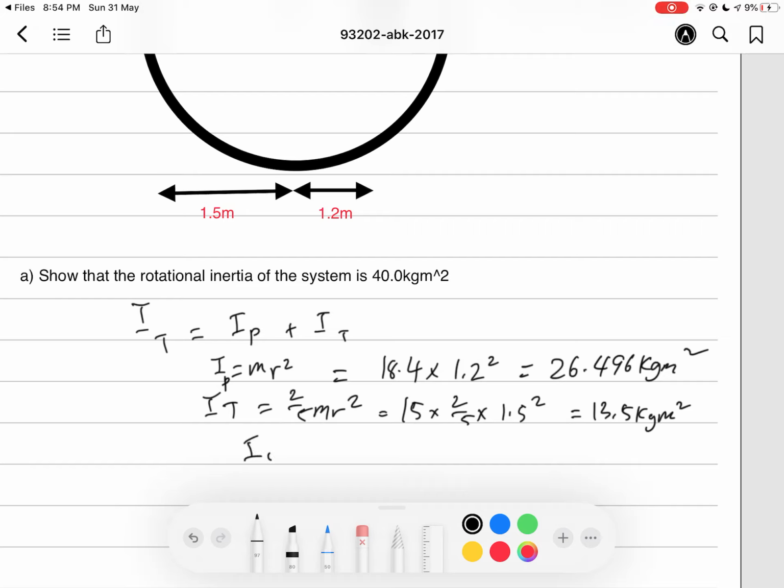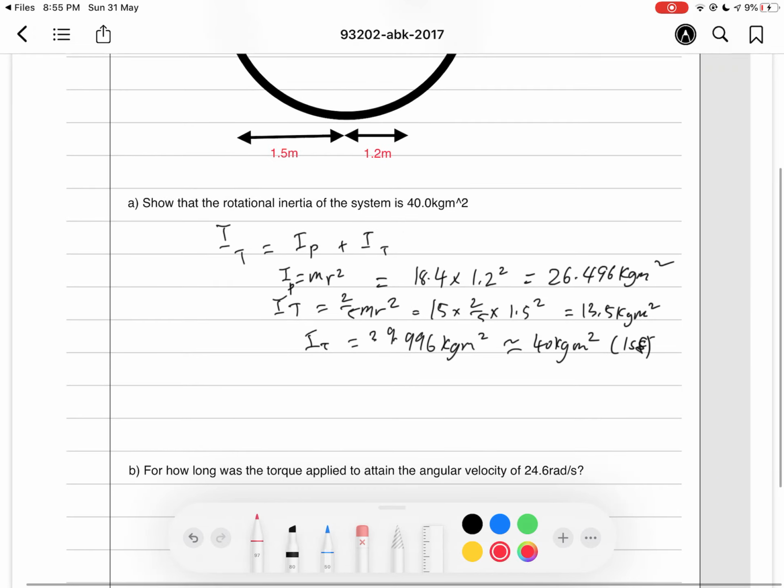So our total inertia would be equal to the sum of both of these inertias. We get a total of 39.996 kilogram meters squared, and that is about 40 kilogram meters squared if you round it to one significant figure. And this should just be a common achieved question here.